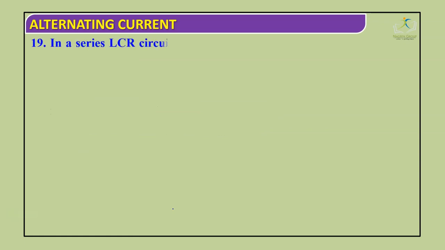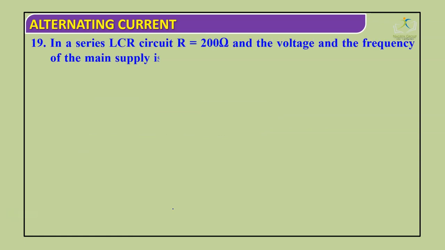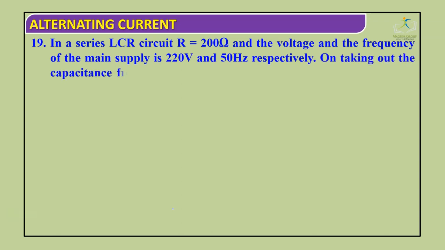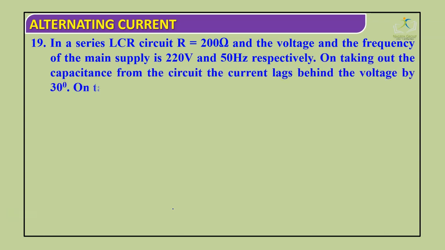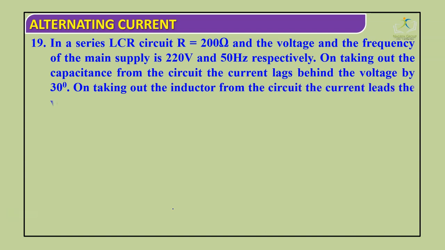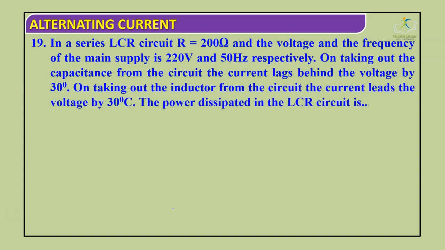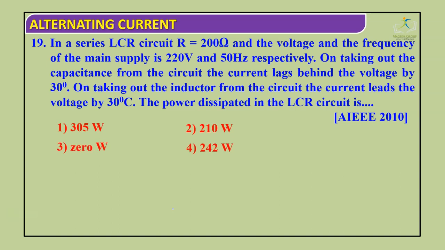Now the next question we have: in a series LCR circuit, R is given as 200 ohm, and the voltage and frequency of the main supply are 220 volt and 50 Hz respectively. On taking out the capacitance from the circuit, the current lags behind the voltage by 30 degree. On taking out the inductor from the circuit, the current leads the voltage by 30 degree. The power dissipated in the LCR circuit is: 305 watt, 210 watt, 0 watt, 242 watt. Answer will be 242 watt.